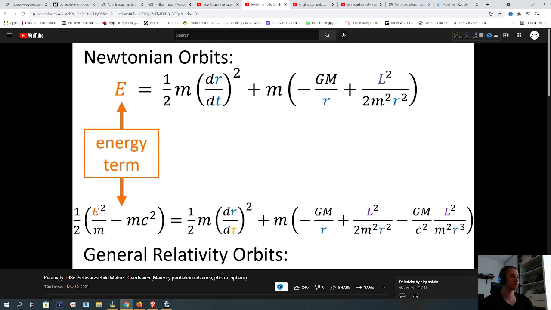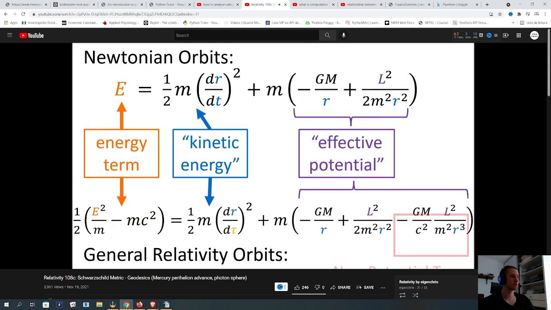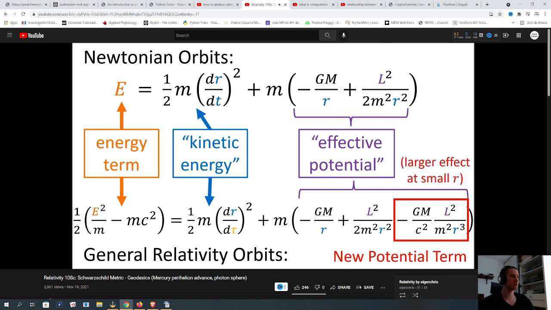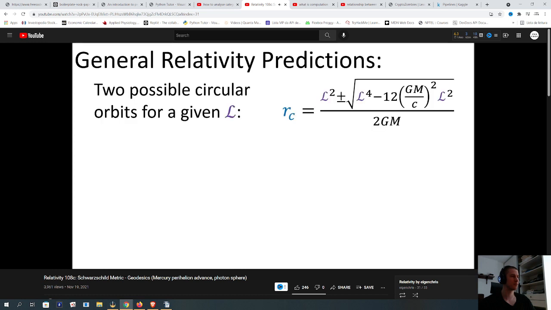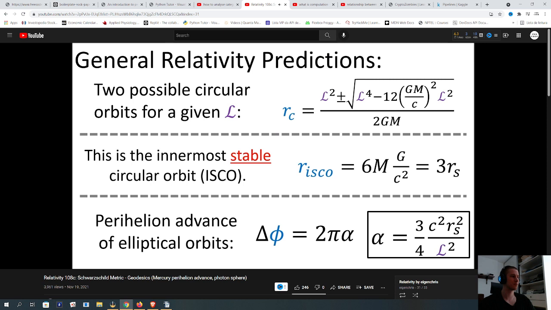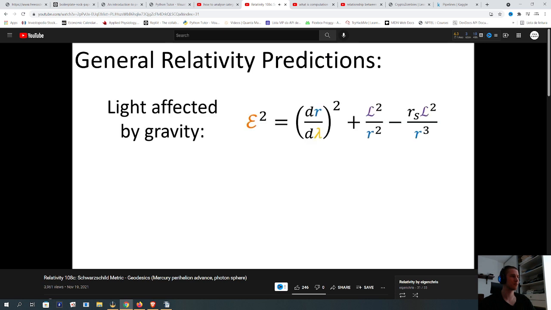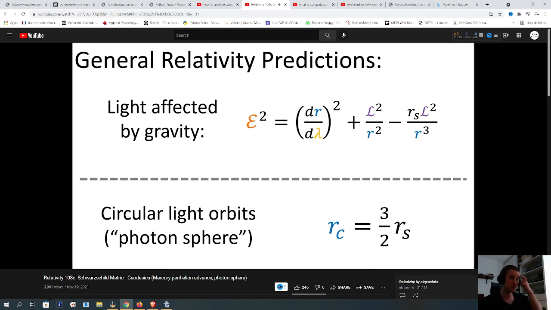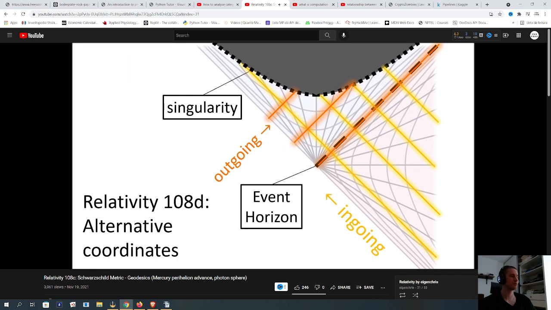The main difference between Newtonian gravity and general relativity is this 1 over r cubed potential term. This term is negligible at large values of r, but causes non-Newtonian effects for small values of r, such as the existence of an extracircular orbit, a minimum innermost circular orbit, and the perihelion shift of elliptical orbits. General relativity also predicts that light rays will bend in the presence of mass, and can even orbit the mass along the photon sphere at a radius of 1.5 Schwarzschild radii. In the next video, we'll cover alternative coordinate systems for Schwarzschild geometry that will help make interpreting the geometry easier.